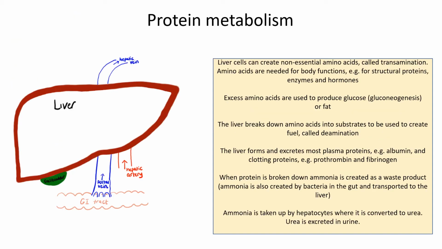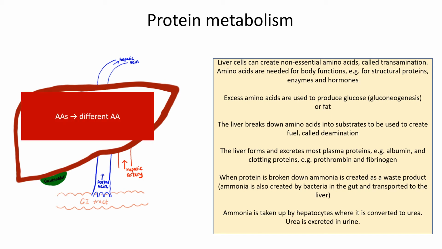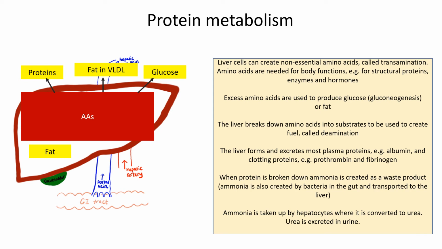Liver cells can create non-essential amino acids, called transamination. Amino acids are needed for body function, for example for structural proteins, enzymes and hormones. Excess amino acids are used to produce glucose or fat. The liver breaks down amino acids into substrates to be used to create fuel, called deamination. The liver forms and excretes most plasma proteins, such as albumin and clotting proteins.